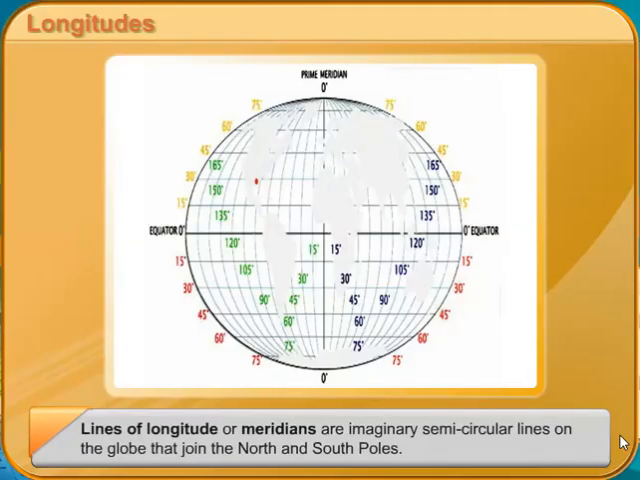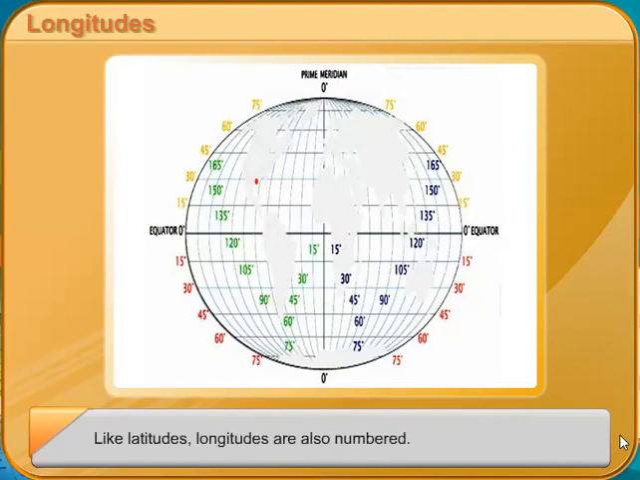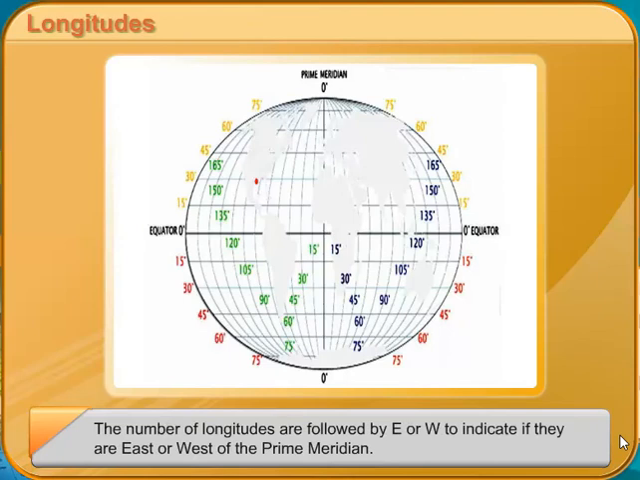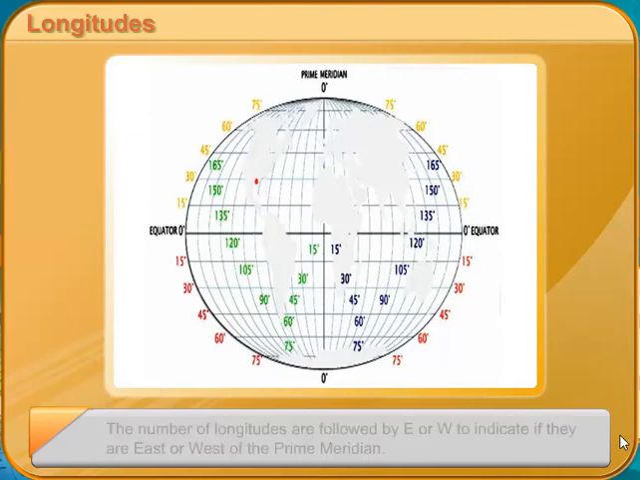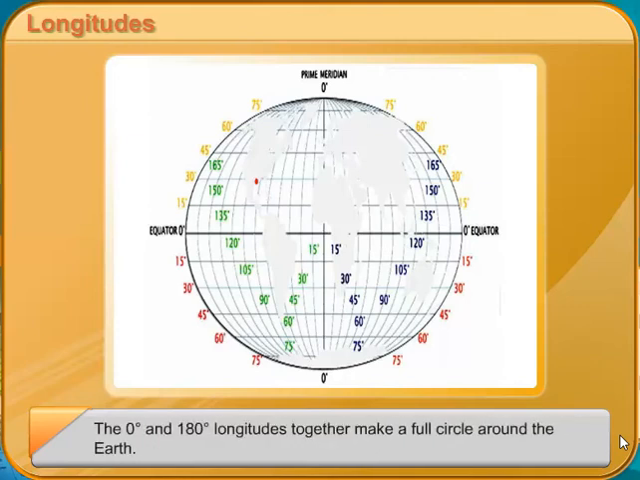Time zones. Rotation. The Earth's rotation has a direct bearing on how we calculate time. The Earth completes one rotation in 24 hours. It takes 4 minutes for a degree of longitude to pass in front of the Sun. If the difference in longitude between any two places is 1 degree, the difference in their time will be 4 minutes.